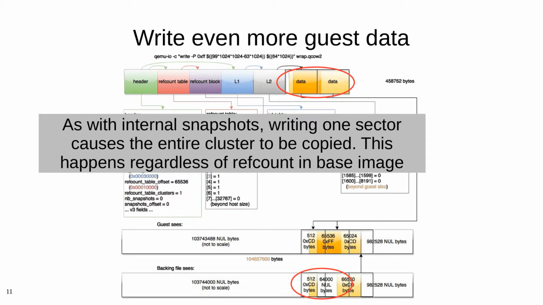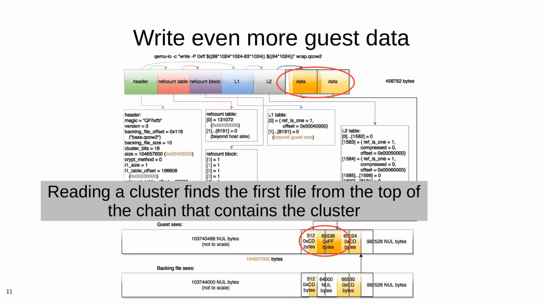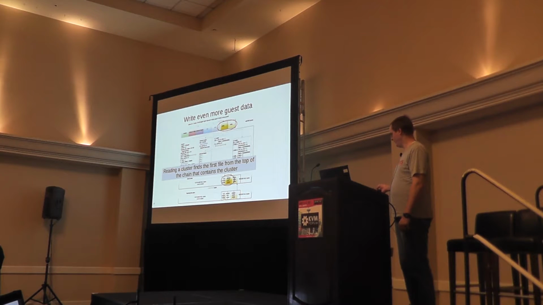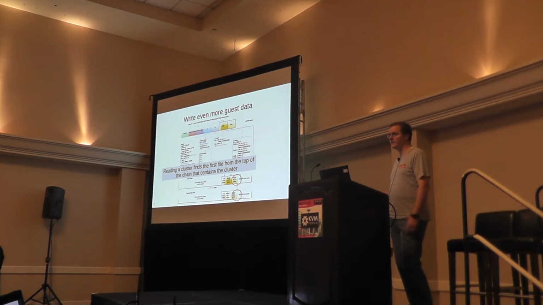And just like with internal snapshots, we have to copy the entire cluster to cover the data for the part that wasn't mapped by the write itself. And when we're doing an external snapshot, we always copy from the backing image without paying attention to the backing image's ref counts. Ref counts only matter for internal snapshot purposes. And when we're reading the file, the way QEMU does it is if the file has the data, that's the cluster the guest sees. If the file doesn't have the data, then we go pull the cluster from the backing file at the time of the read, and it's the write that does the copy.